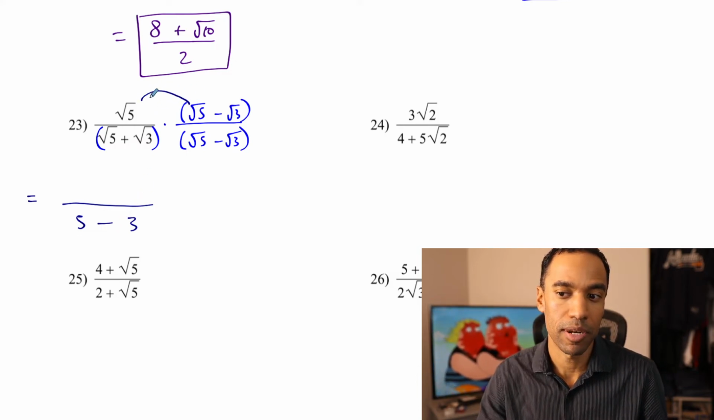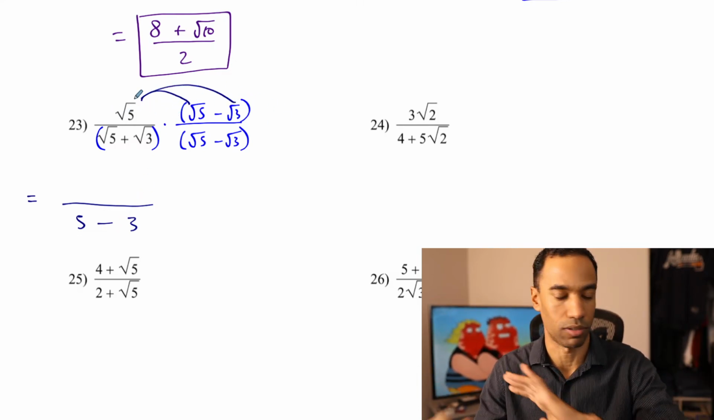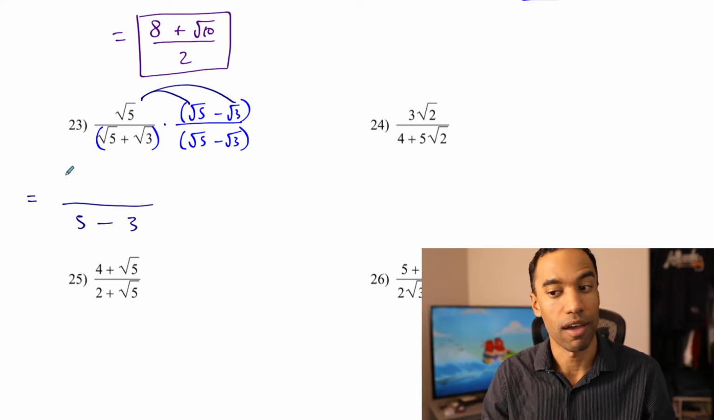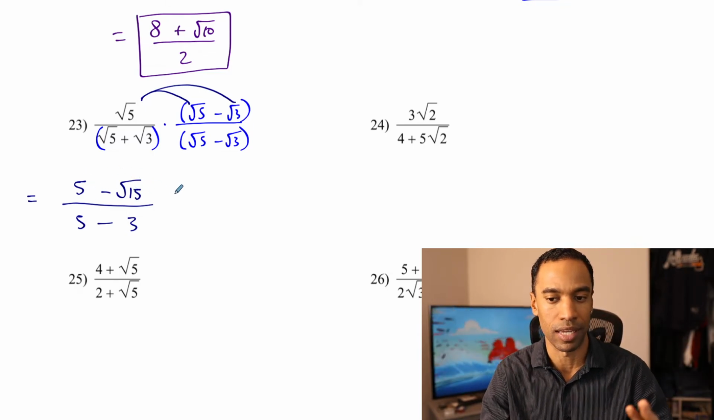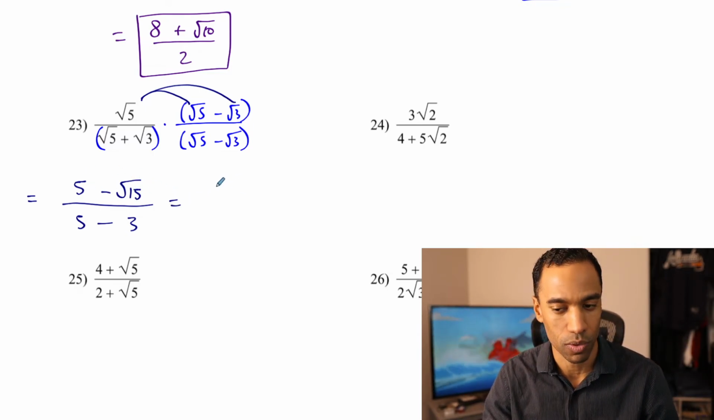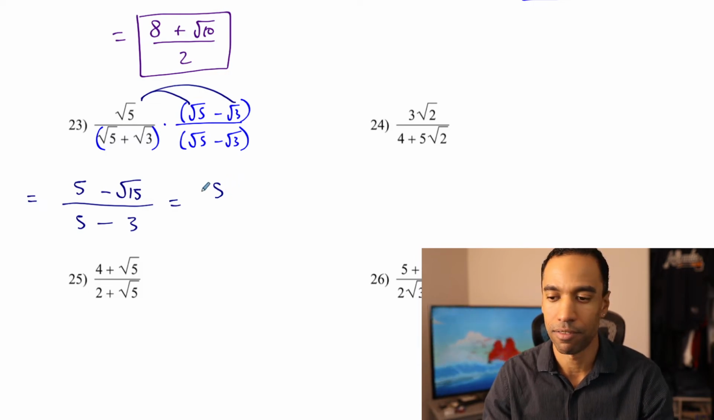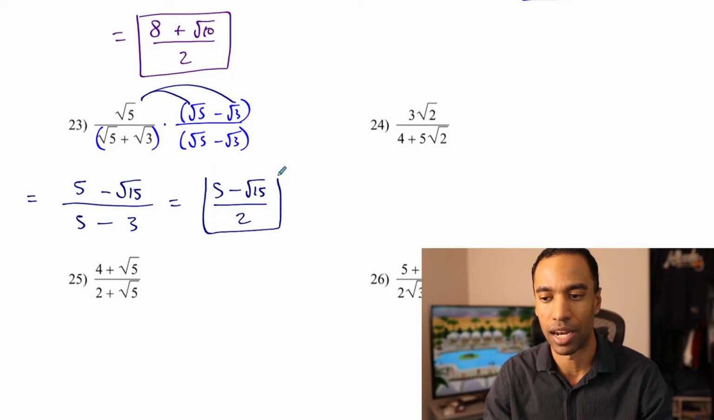Now the top, maybe not so lucky, right? This looks like it's an irrational answer. Root 5 times root 5 is root 25, which is 5. That's good. But root 5 times negative root 3 is negative root 15, which cannot simplify. So the top will be what it is. The bottom is 5 minus 3, which is 2. So I'm going to get 5 minus the square root of 15 divided by 2, which again cannot reduce further.